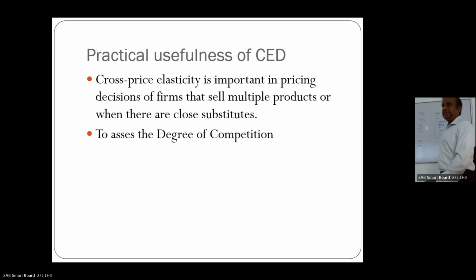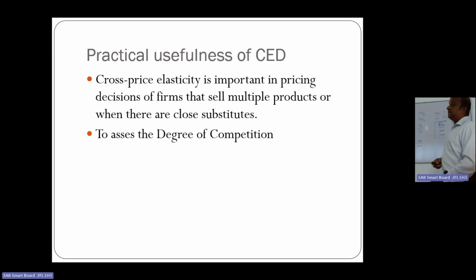If firms produce multiple products, they can decide the price because sometimes those products may be substitutes or complementary. So when they are making pricing decisions, if there are similar products they produce, they can consider how it affects their demand for the other products as well. So they use this for pricing decisions when there are multiple products.